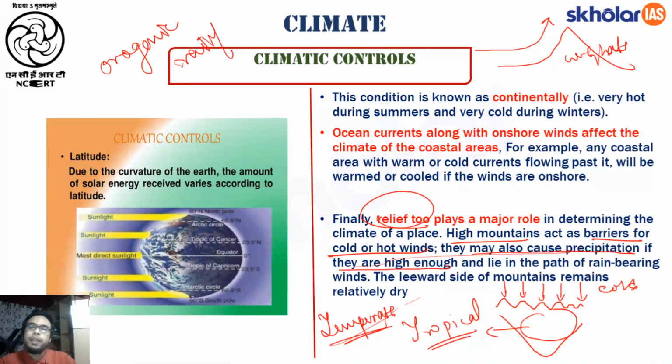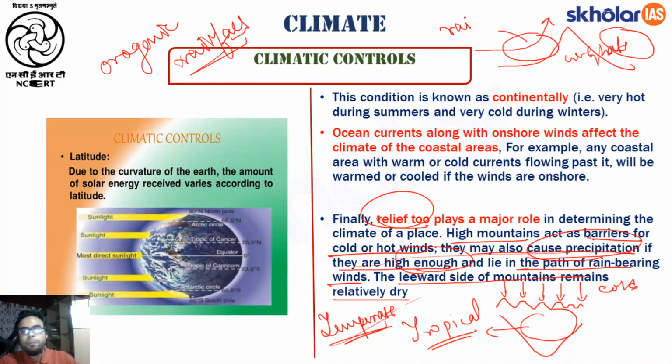This I have already discussed, right? So high mountains act as barriers. This point we have dealt with. Then they may also cause orographic rainfall if they are high enough and lie in the path of rain bearing winds, right? Then the leeward side of the mountain will remain relatively dry, meaning this portion will see rainfall, right?